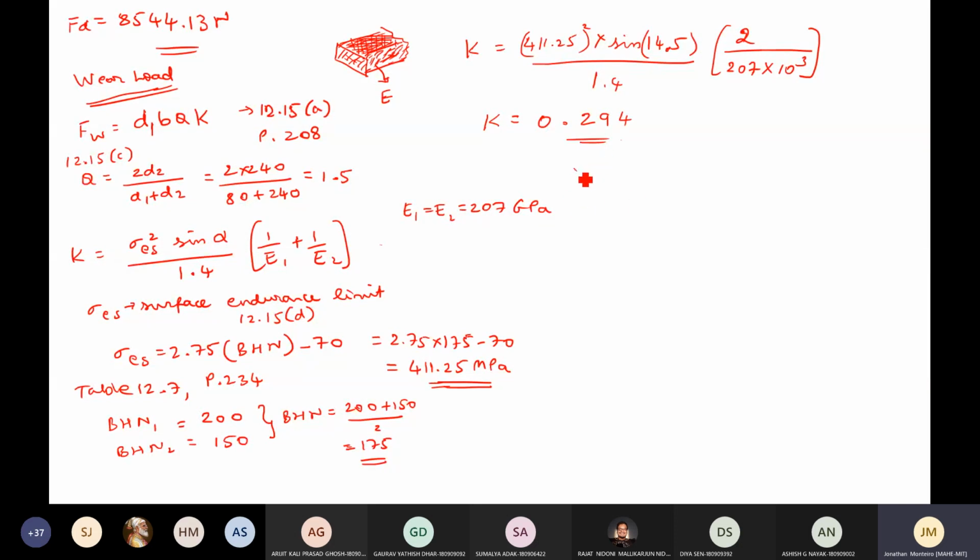Substitute it back in the equation. Now for the final equation, Fw is equal to D1, which is 80, B, which is 25, Q is 1.5, and K value is 0.294. Keeping all those here, we get around 882 newtons. 882 newtons is the wear load consideration. There is still one more step to do.